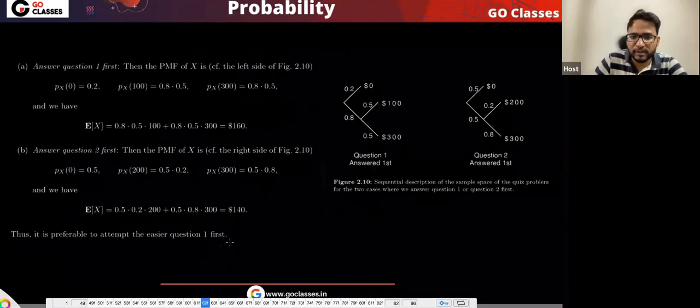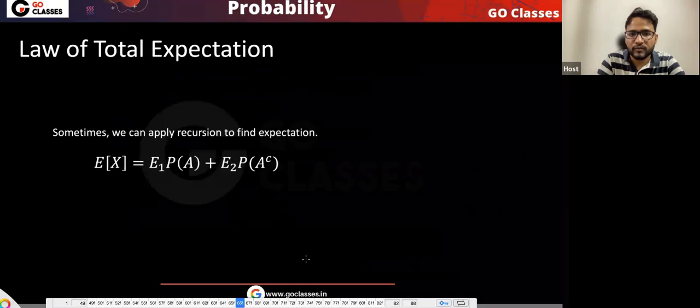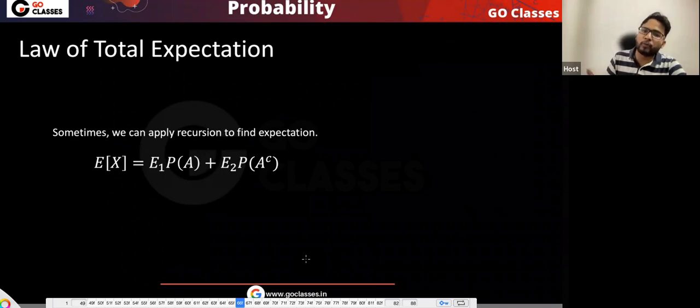Okay. So you just check here. These are the two possibilities, and I'm getting the more expected price from question 1. Let's understand a very nice, very important rule, which is the law of total expectation. Do you remember the law of total probability? The law of total expectation is basically derived from the law of total probability. We are not going to prove it, but we are going to solve questions based on that.